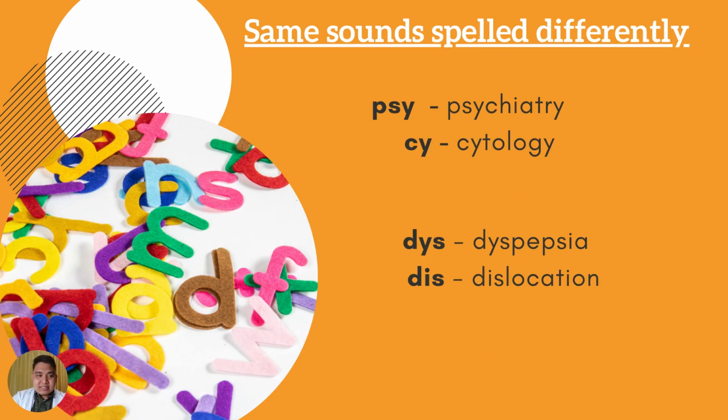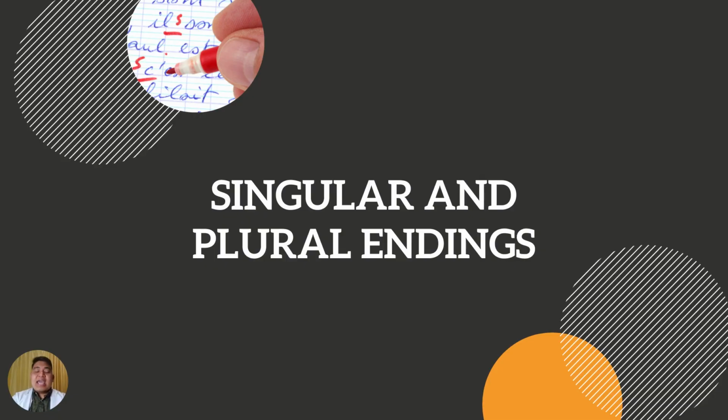Next, we also have psy for psychiatry and psy for cytology. We have this in dyspepsia and this in dislocation. So these are the same sound which are spelled differently. This is not only applicable to the English language subject, but also to medical terminology. And next, we will discuss singular and plural endings in the medical term. How are we going to apply this one?